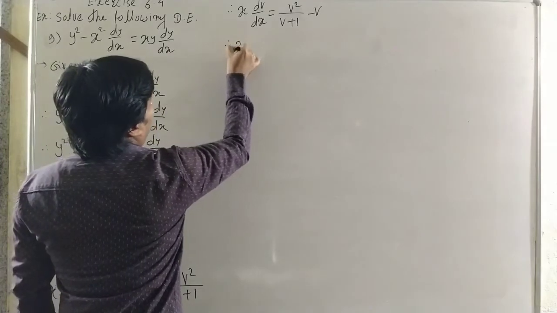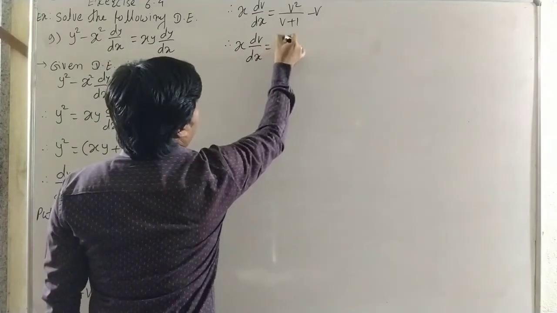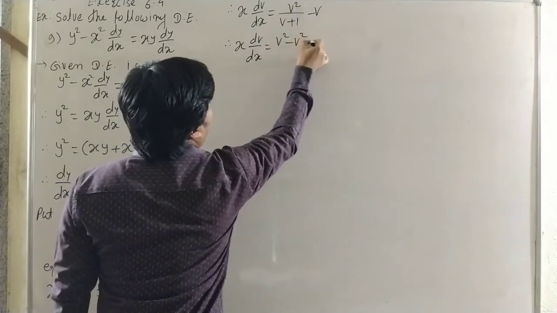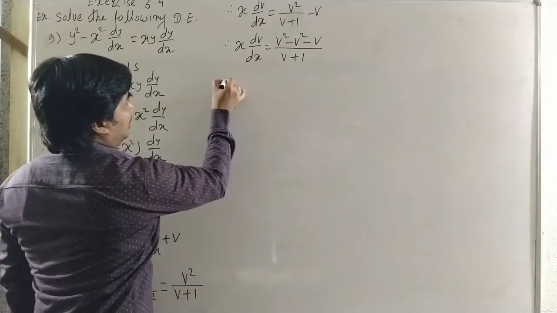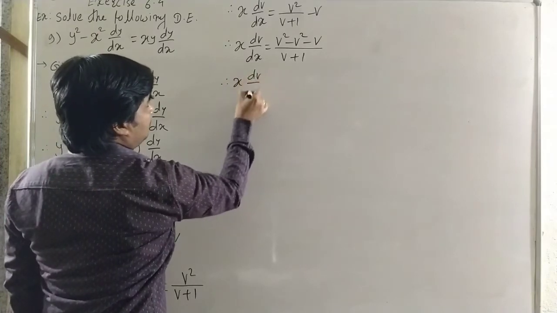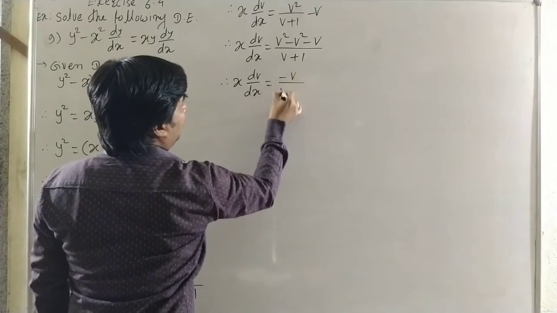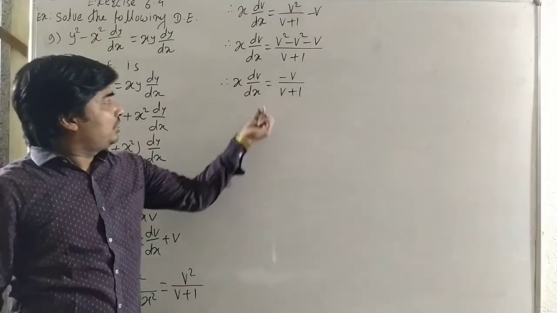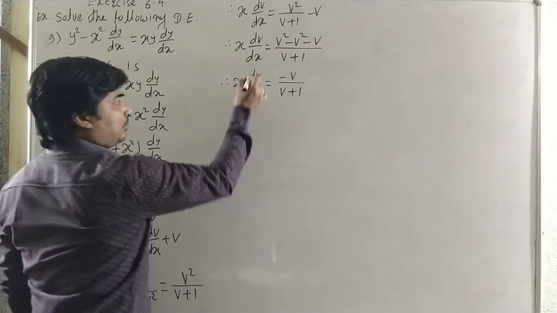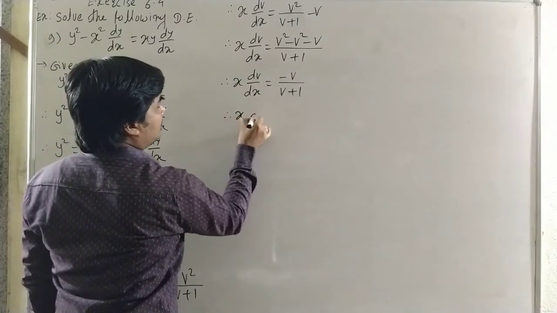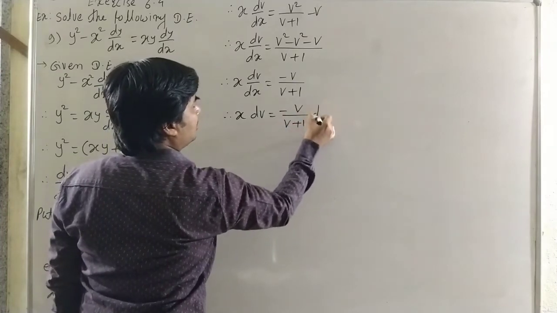Therefore x dv by dx is equal to phi square minus phi square and minus phi upon phi plus 1. Therefore x dv by dx is equal to, phi square gets cancelled, minus phi upon phi plus 1. Now it is a differential equation in the variables phi and x, and it is in variable separable form. First separate the differential coefficients. x dv is equal to minus phi upon phi plus 1 dx.